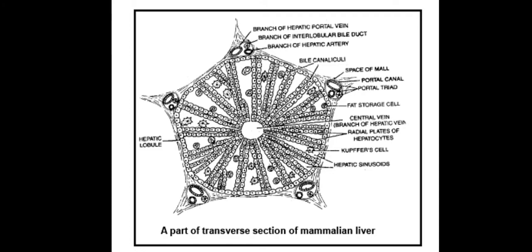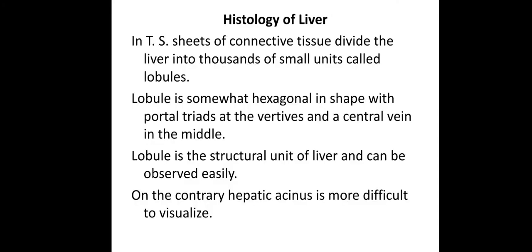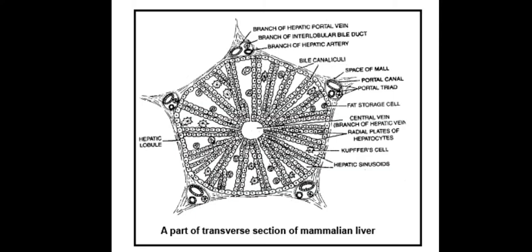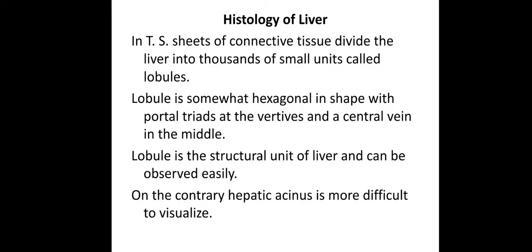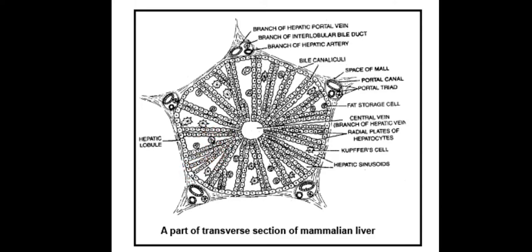First of all, let's see, this is a single unit. If we see the histology of liver in transverse section, connective tissue divides the liver into thousands of small units called lobules. So these are hepatic lobules, and this is the connective tissue which has divided the liver cells into thousands of small units. A lobule is somewhat hexagonal in structure.